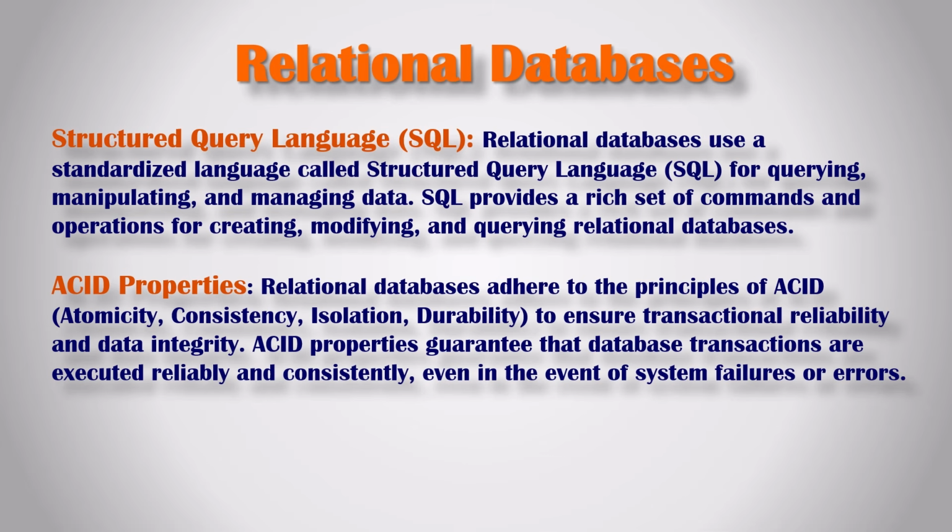ACID properties. Relational databases adhere to the principles of ACID: atomicity, consistency, isolation, durability, to ensure transactional reliability and data integrity. ACID properties guarantee that database transactions are executed reliably and consistently, even in the event of system failures or errors.